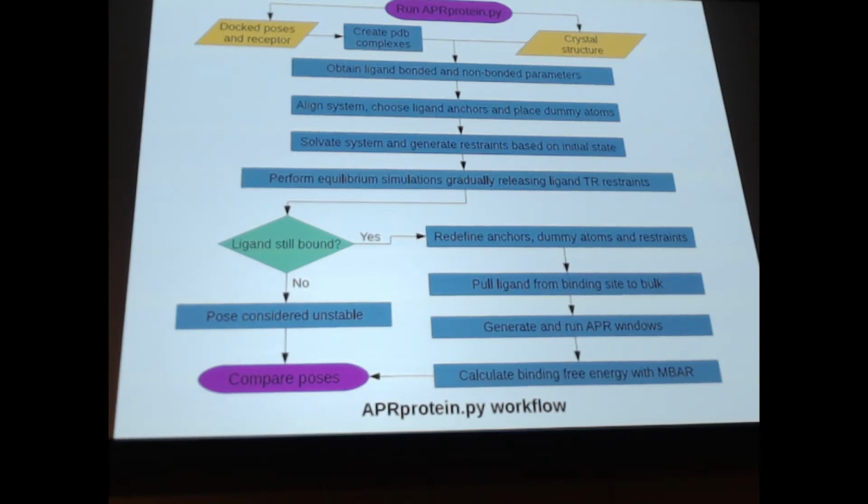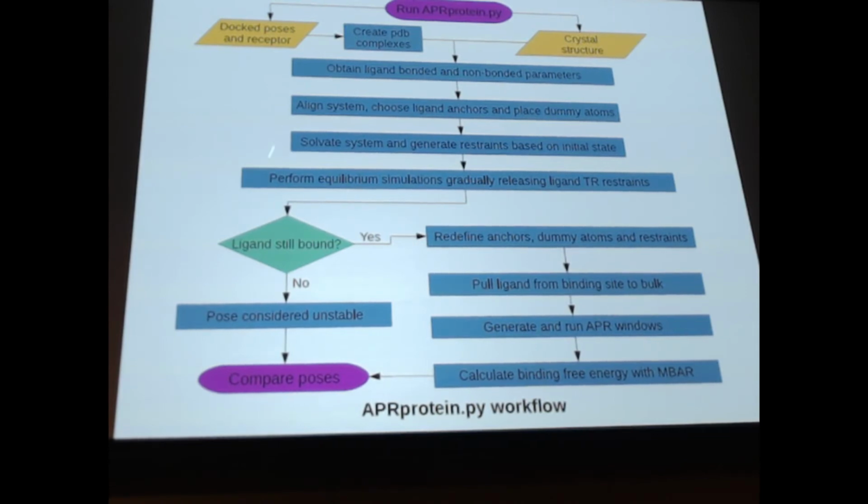I realign the system, not too much because the protein is still well restrained, but then I redefine all the anchors. Why do I have to redefine all the anchors? Because sometimes the ligand moves, so I have to choose the anchors again. Then reposition the dummy atoms, redefine the restraints. Then I pull it out from the binding site, generate all the APR windows, calculate all the binding free energies using the multistate Bennett acceptance ratio, and then finally I compare all the poses. So this is the workflow of the program.